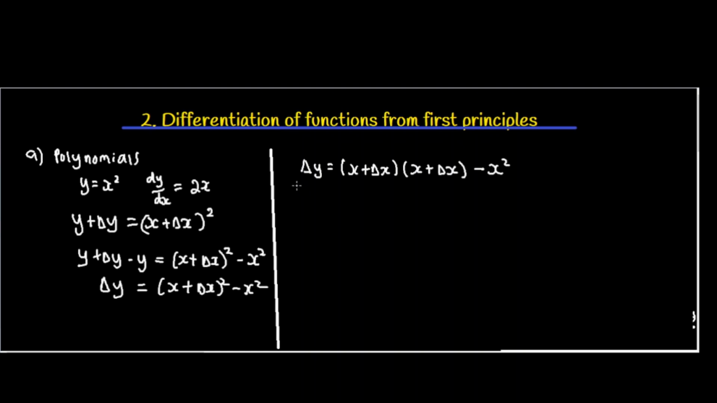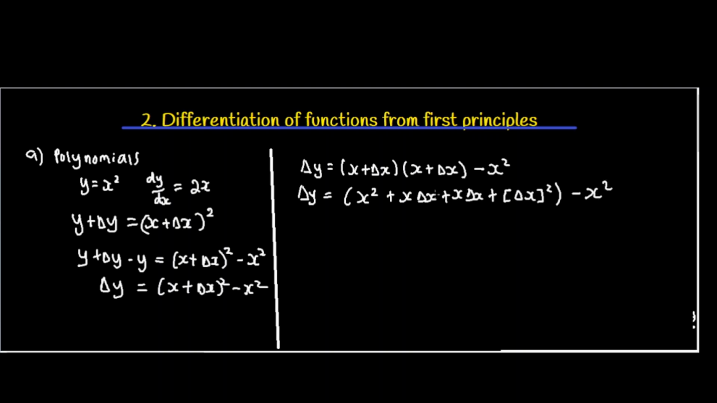And so let's open the brackets. We shall have change in y equal to this x with this. We shall have x squared plus x with a change in x, plus change in x times x, which gives us x change in x, then plus change in x times change in x, which gives us change in x squared. Close that bracket, then minus x squared.